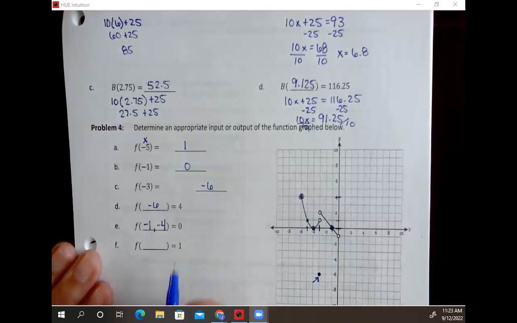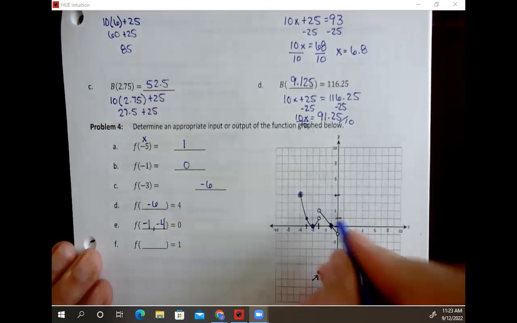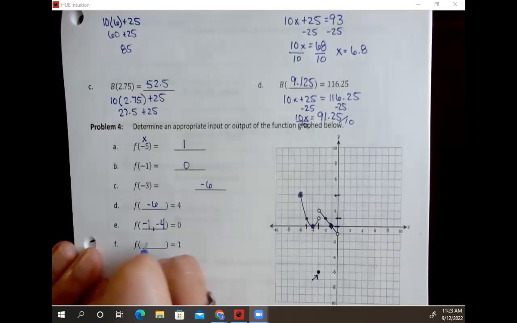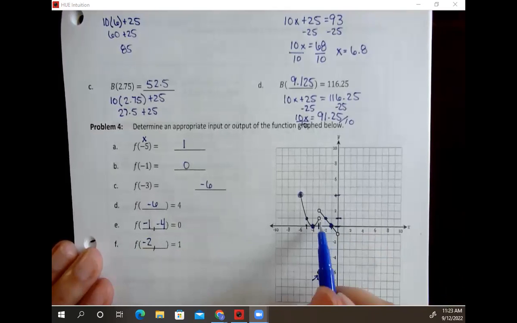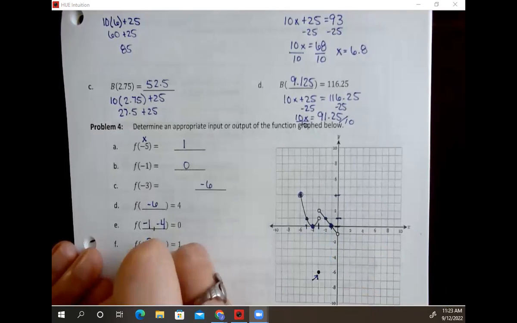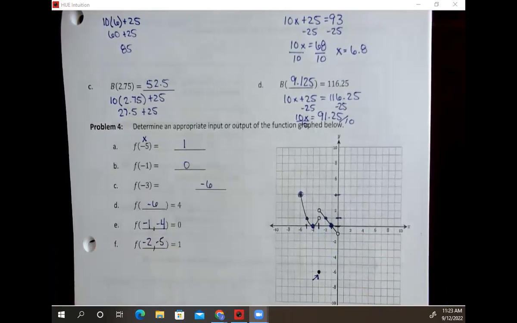And then finally, 1. So here's 1. I've got a point on my graph here at -2. And then I've got an open circle here. Do I report that one? No. Open circle means this is not a point. But I do have another one here at -5. So I'm going to list -5 here.